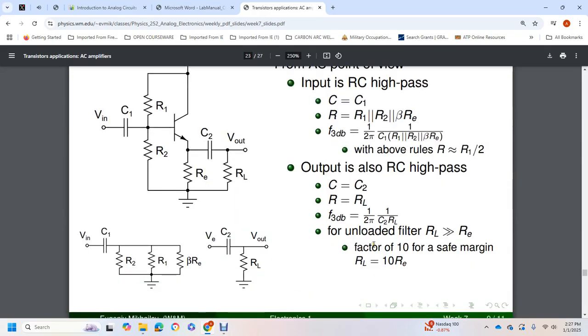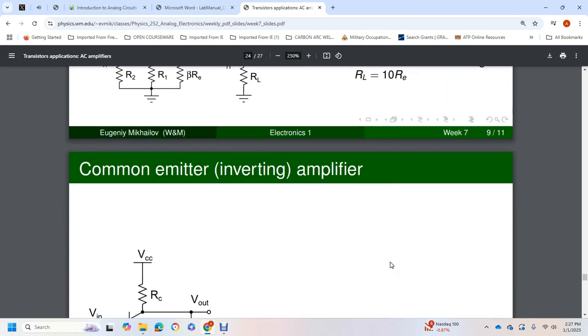The output is also an RC high pass filter. The capacitor is equal to capacitor 2 and the resistor is equal to the load resistor. The 3 dB frequency is equal to 1 over 2 pi times 1 over capacitor 2 times the load resistor. For an unloaded filter, the load resistor is greater than the emitter resistor. With a factor of 10 as a safe margin, the load resistor is equal to 10 times the emitter resistor.